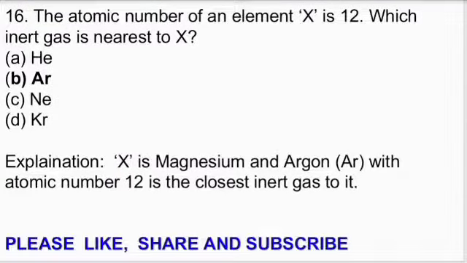Question number 16. The atomic number of an element X is 12. Which inert gas is nearest to X?